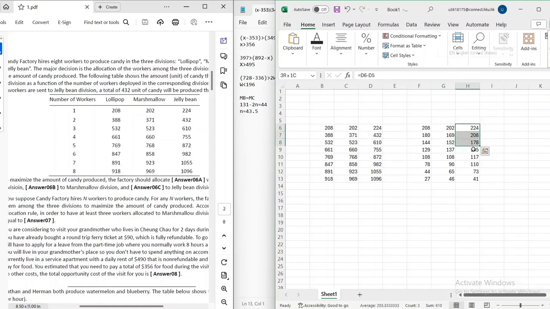So I'll allocate 3 people to the jelly bean, 3 to the marshmallow, and 2 to the lollipop. As you can see, 152 among these numbers is the lowest. All right, so this is how you should allocate in order to get the maximum output. So that's the answer.